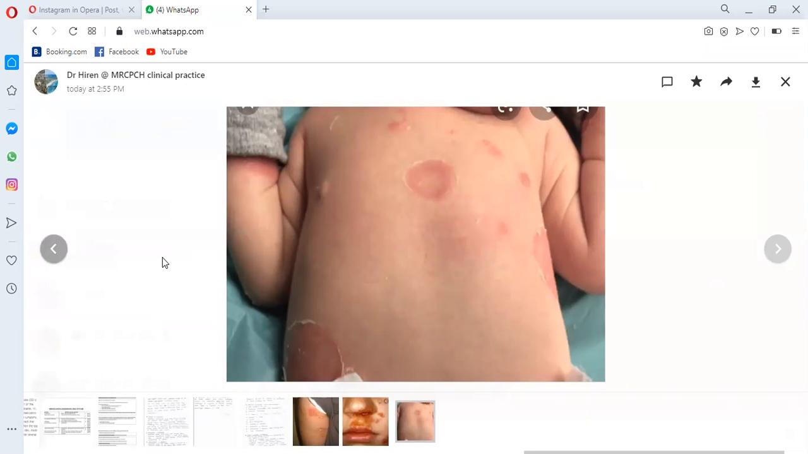I have to examine the baby thoroughly from head to toe, like neonatal reflexes. I have to examine his eyes, the conjunctiva, and the mucous membrane, his mouth, if there is any ulcerations, the perineal area. I have to search for any organomegaly.